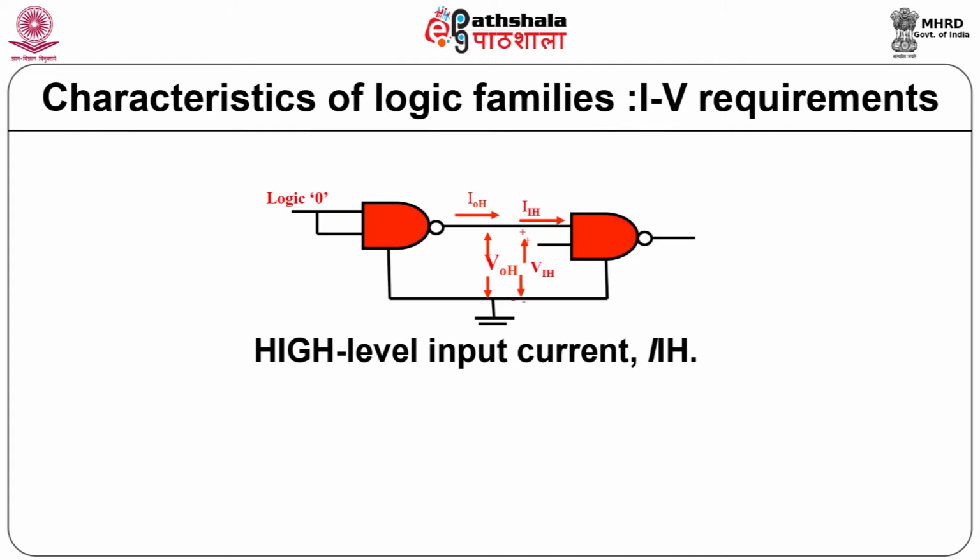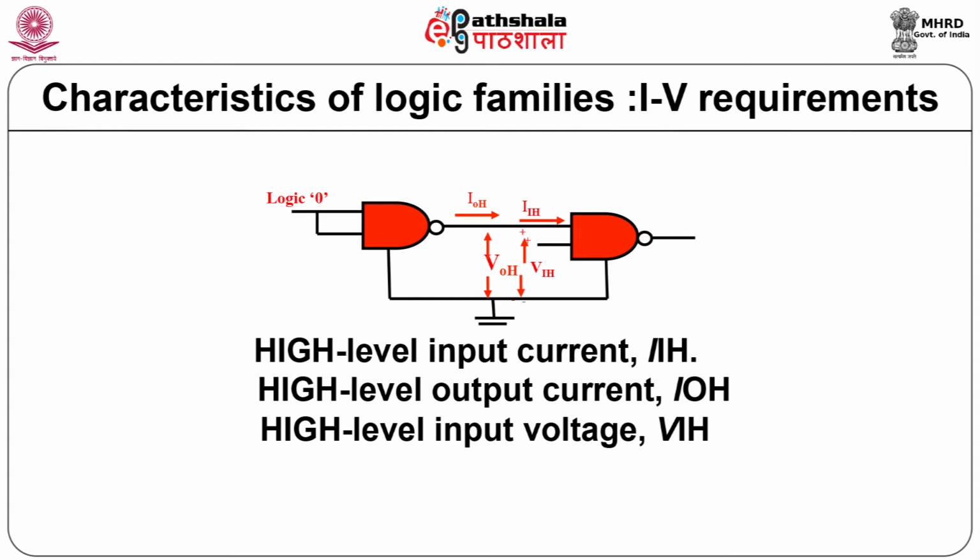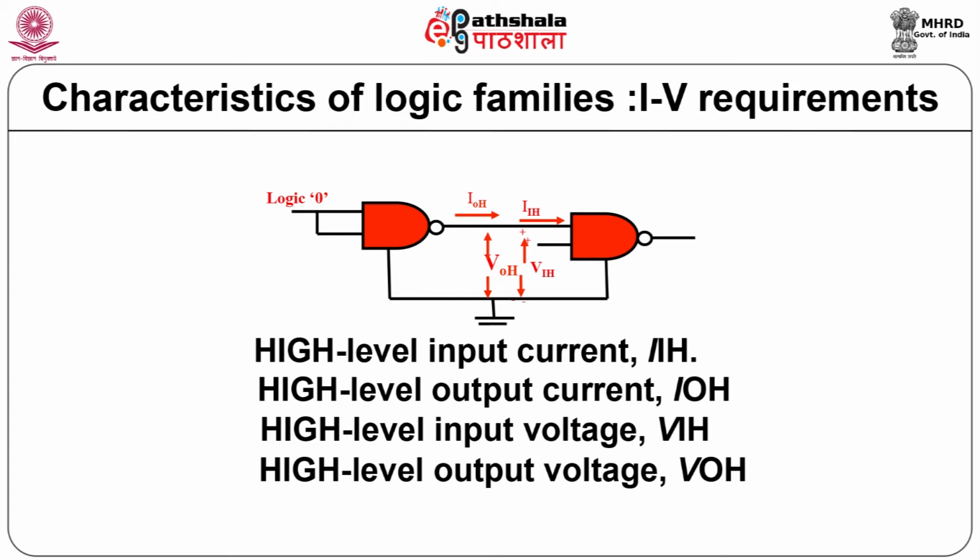The high level input current is referred to as IIH, and you can see in the diagram that it is the current which is going into the gate. High level output current IOH is the output current when the output is at high logic level. High level input voltage VIH is the voltage when input is logic high or logic 1, and high level output voltage is VOH, that is, when the output voltage is logic 1.